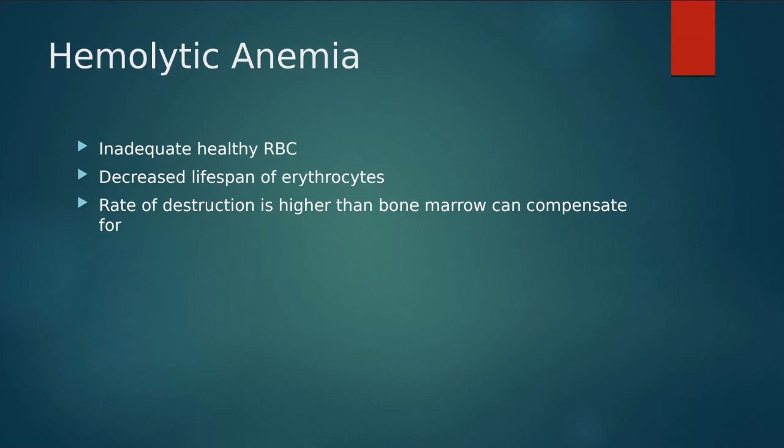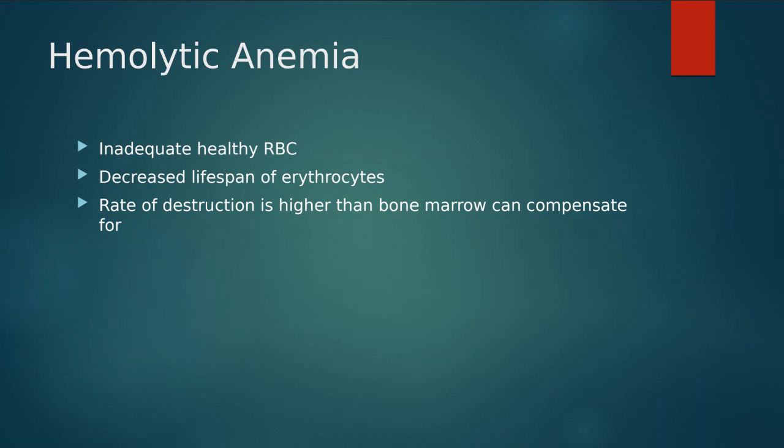So this means that we have a decreased lifespan of our erythrocytes, and the rate of destruction of our red blood cells is going to be higher than bone marrow can compensate for. Red blood cells degenerate very quickly in a normal healthy patient. So these red blood cells are going to die off, and patients with hemolytic anemia are not able to produce enough to compensate for that death rate. So we're basically constantly trying to play catch up in terms of the normal healthy amount of red blood cells in these patients.